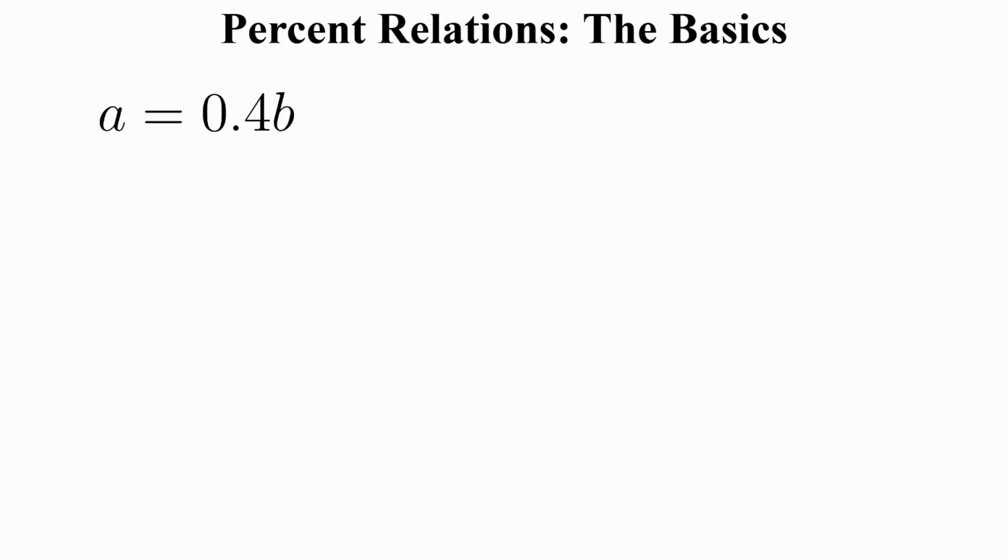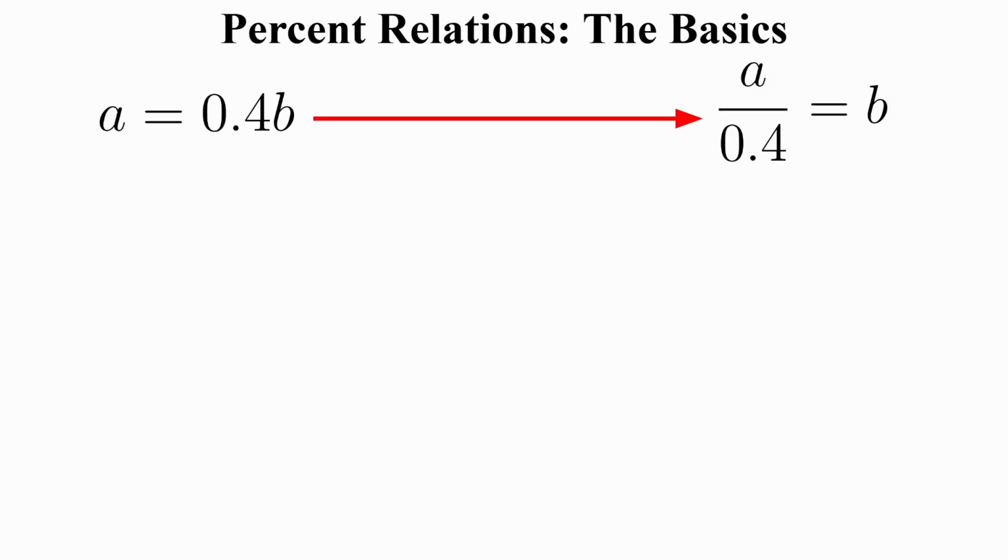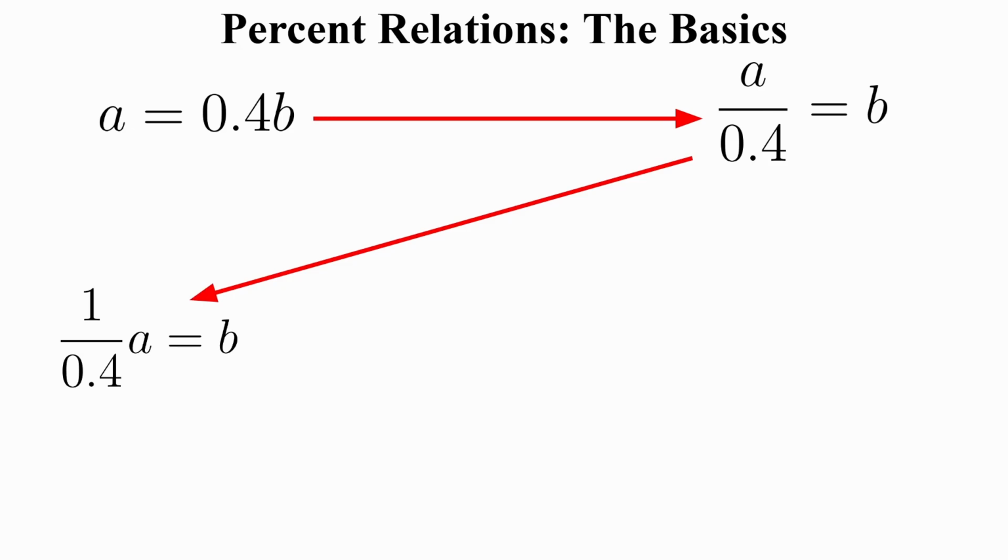One of the most confusing things to people when I'm tutoring is being able to convert a percent equation like this into its counterpart. So let's say instead of having A by itself, we wanted B by itself. What we would do is divide both sides by 0.4, which would look like this. And if you think about it, there's really an invisible coefficient of 1 in front of the A. So that would be 1 over 0.4 A equals B.